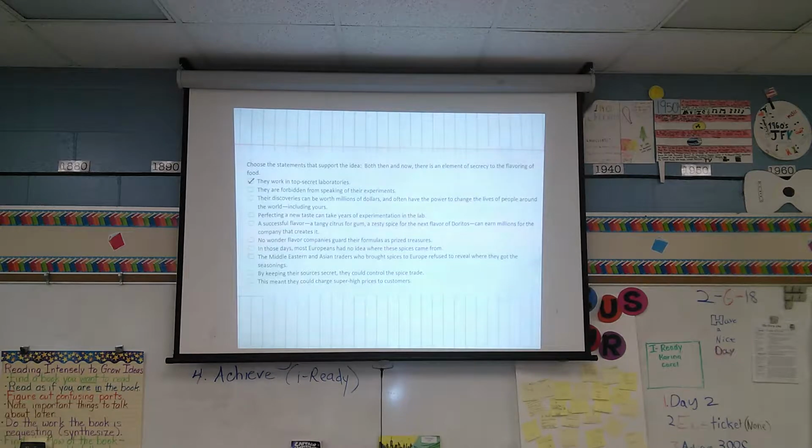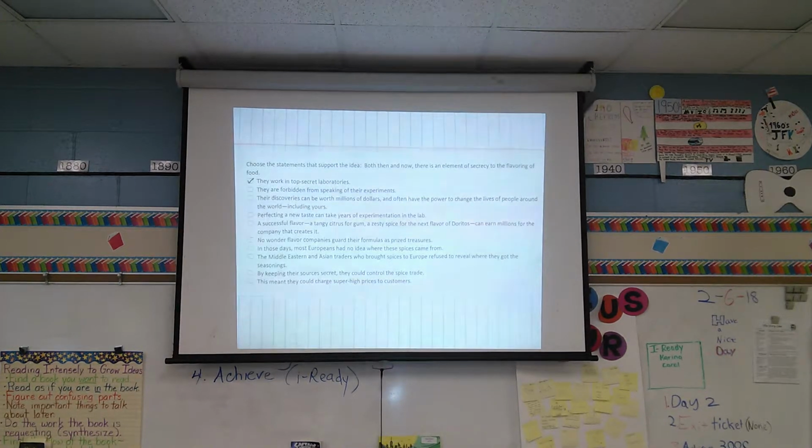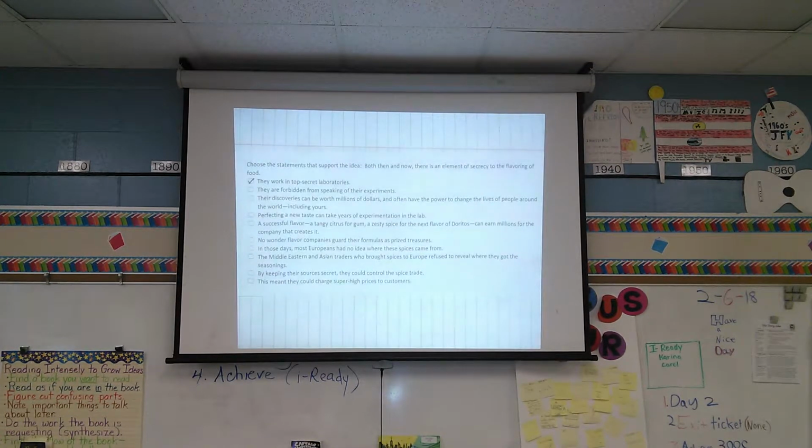Now, what I'd like you to do is look at the second one. They are forbidden from speaking of their experiments. Turn and talk with a partner. Would this also support the idea that there is an element of secrecy to food flavoring?